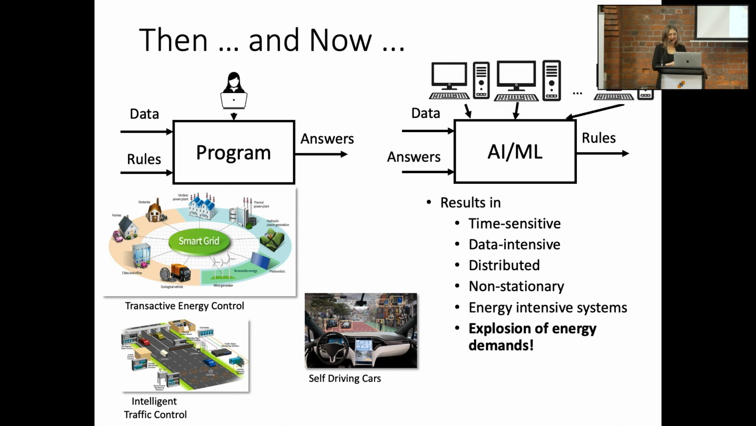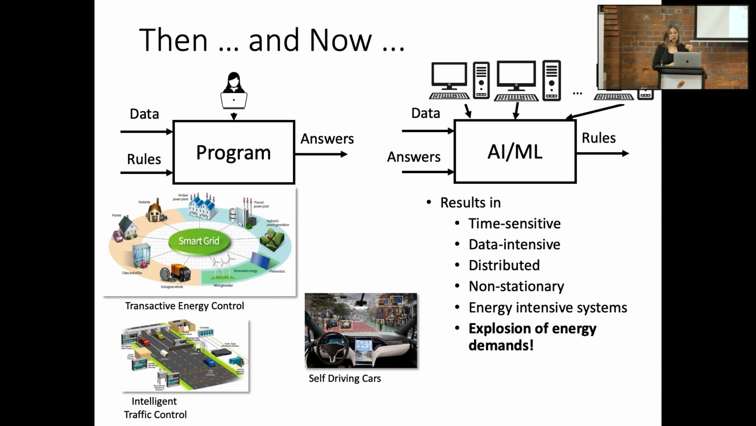While sitting in a car, we have a number of computers, supercomputers, clusters, edge nodes, doing the job for us and creating the rules. But the downside of this paradigm shift is that the systems that we are using are now time-sensitive, data-intensive, geographically distributed, and the worst thing is they are non-stationary.